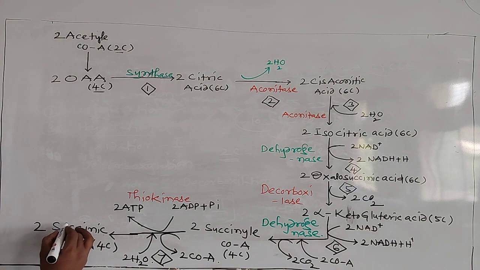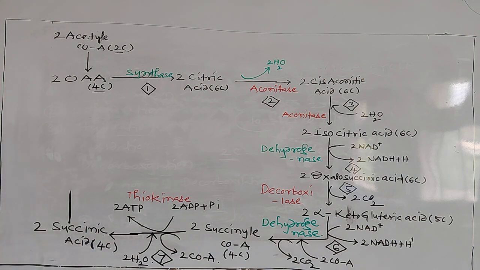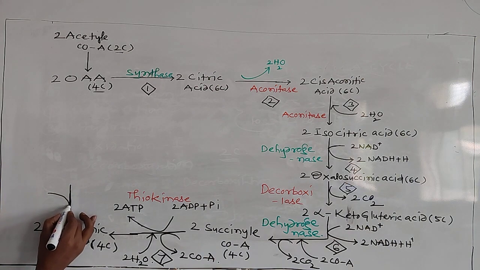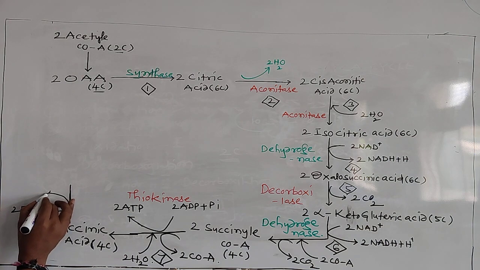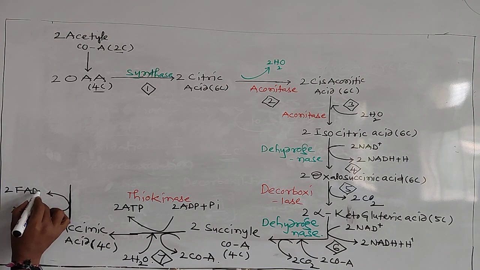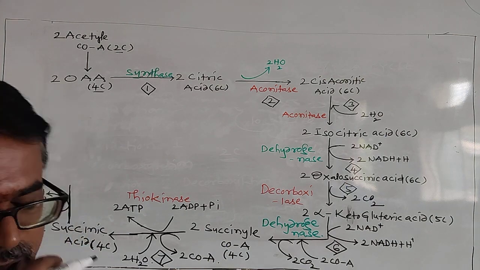Next, the 8th chemical reaction. This 8th chemical reaction is oxidation. These 2 moles of succinic acid undergo oxidation. Here the 2 moles of FAD plus convert into 2 moles of FADH2. So that is oxidation 3.